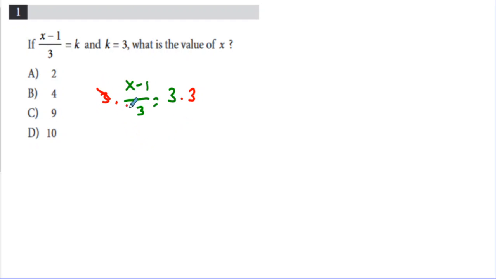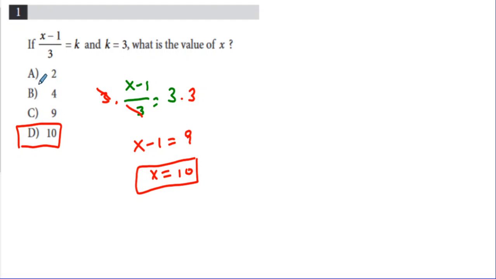Right, so my dividing and my multiplying will cancel, and it's going to leave me with x minus 1 is equal to 9, right? 3 times 3. I'm going to add that 1 to the other side, and I'm going to get a 10, okay? So that is my answer. In this case, choice D, which is 10, okay?